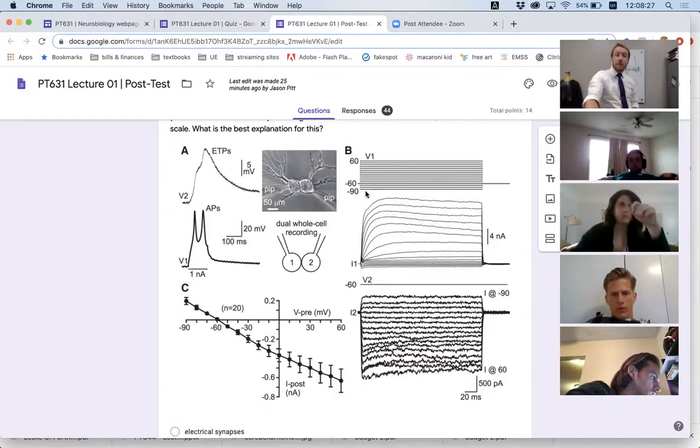So whenever we deliver a potential to the first cell, we get a current in the second. When it's hyperpolarizing, we hyperpolarize. When it's depolarizing, we depolarize. Pretty nifty, and it's immediate.